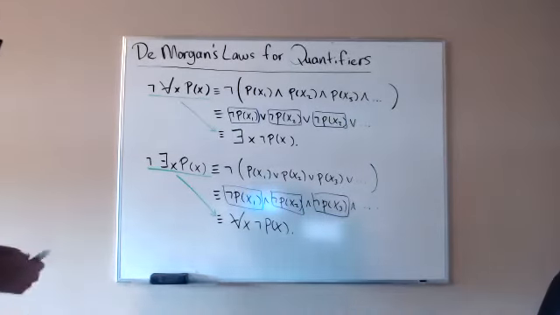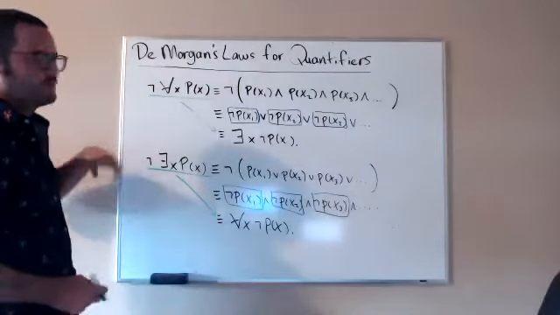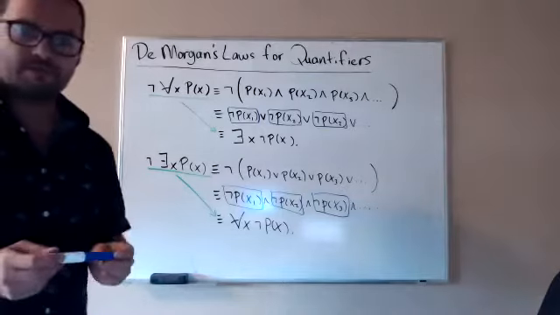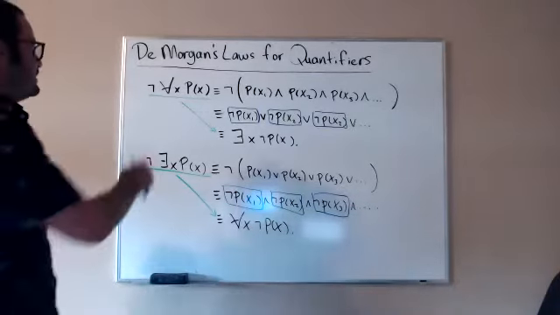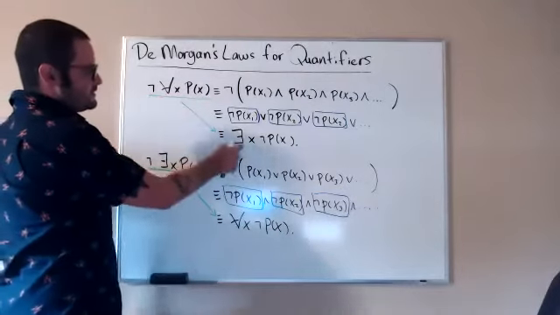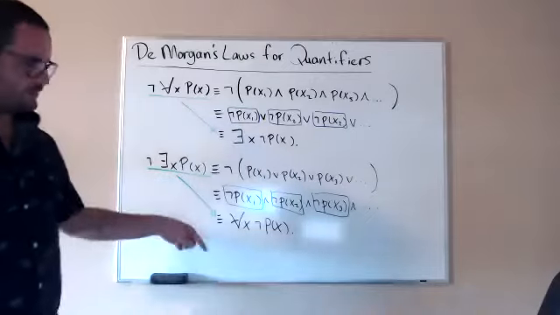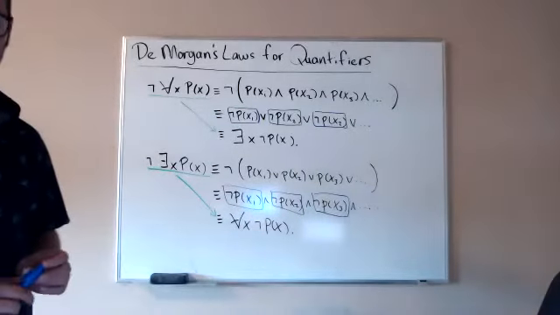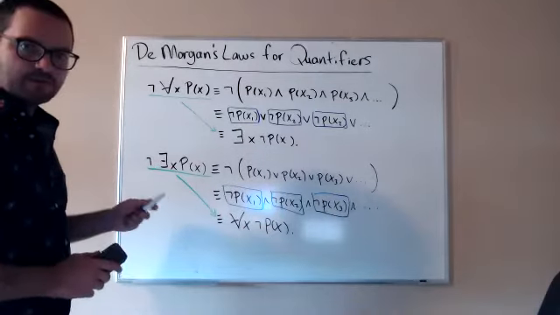So these are the two fundamental laws for quantifiers, the DeMorgan's laws for quantifiers. Okay? So these are really important to remember. If you negate the universal, you get the existential of the negation. If you negate the existential, you get the universal of the negation. Okay? Really important to note this.